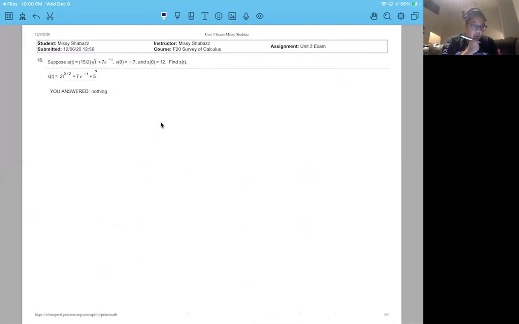All right, next question: suppose a(t) equals 15/2 square root of t plus 7e^(-t), v(0) equals -7, and s(0) equals 12. Find s(t). They give me the acceleration, the initial velocity, and the initial position, and they want the position function. So I know if I want the velocity function, I need to integrate the acceleration function.